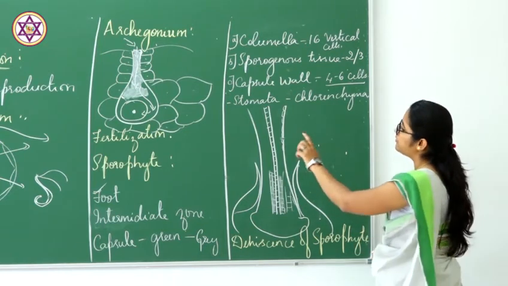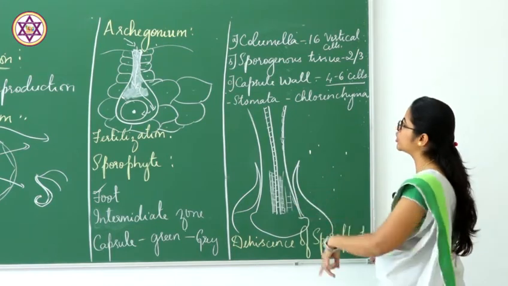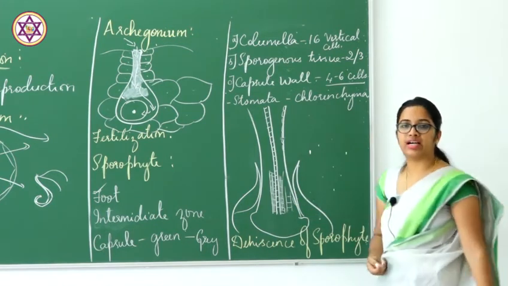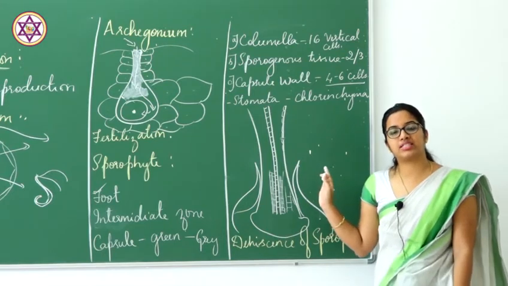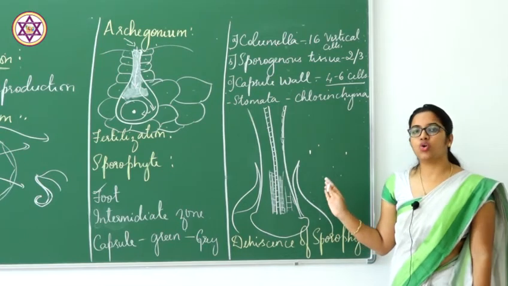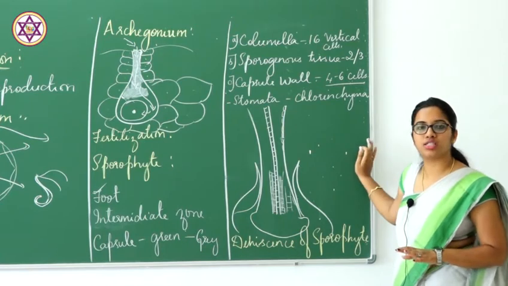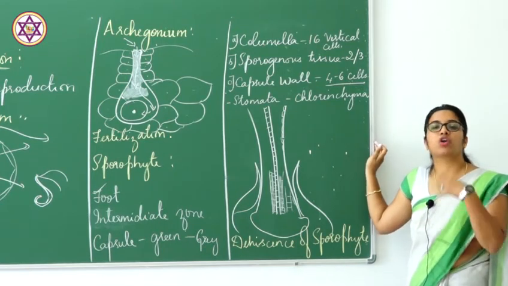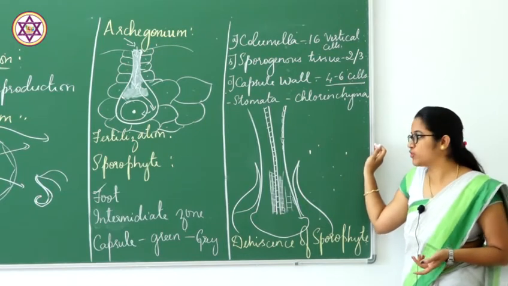Then you will find that the cells present in the capsule wall are chlorenchymatous in nature. When we say they are chlorenchymatous in nature, they take up photosynthesis. So, the sporophyte of Anthoceros is partially autotrophic and partially dependent on the gametophyte.